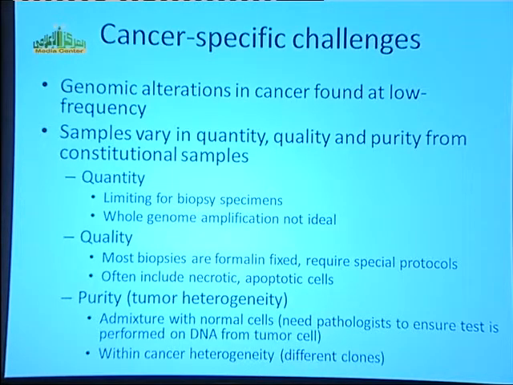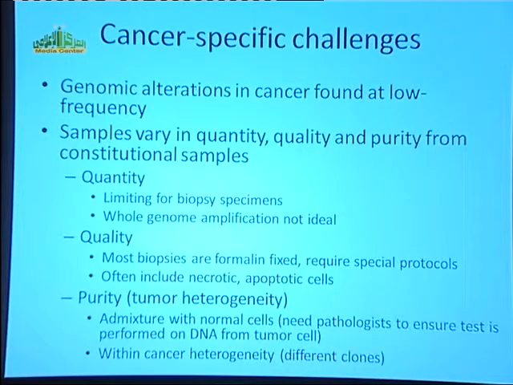The samples may also vary in quantity, quality, and purity from a constitutional sample. In a simple genetic disease, it's very easy to take a blood sample to extract that DNA and to know that you have good quality material to proceed with next-generation sequencing. However, when dealing with tumors, often one may be faced with a limited biopsy sample or archival material.